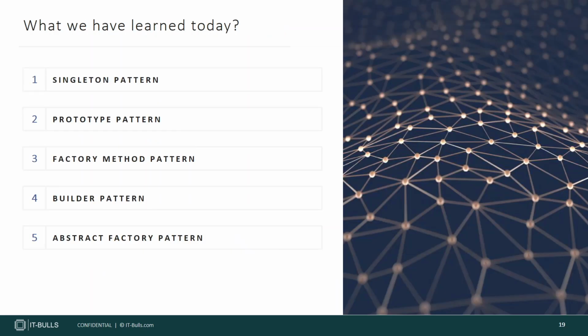Now let's recap what we have learned today. In this lesson we learned 5 creational GoF patterns. After this lesson, I believe you know Singleton, Prototype, Factory Method, Builder, and Abstract Factory patterns.